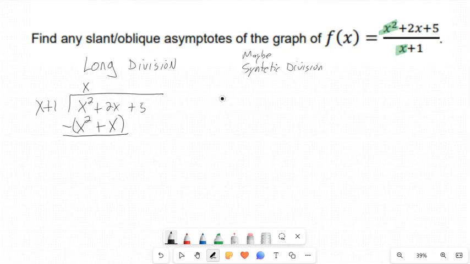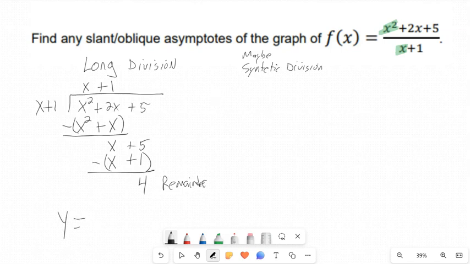X squared minus x squared is 0. 2x minus x is x. Then we bring down this plus 5. And we repeat. X divided by x is 1, and that's plus 1. We distribute x plus 1, and we subtract, and we get 4. And this part is the remainder.